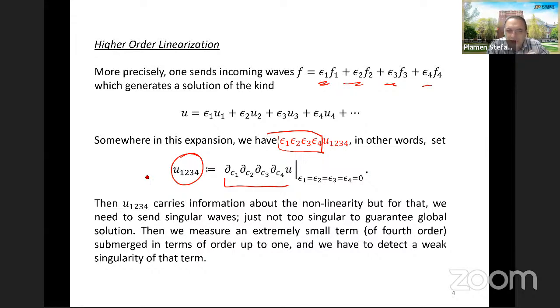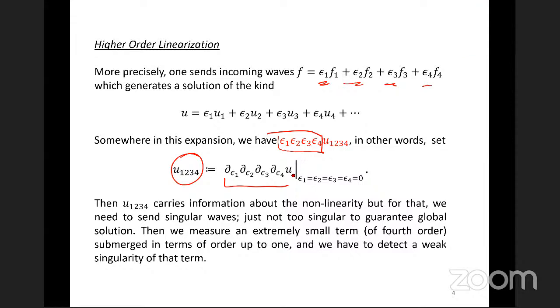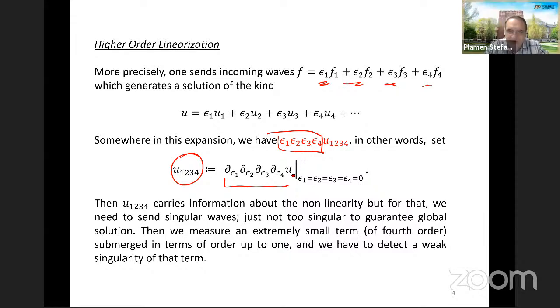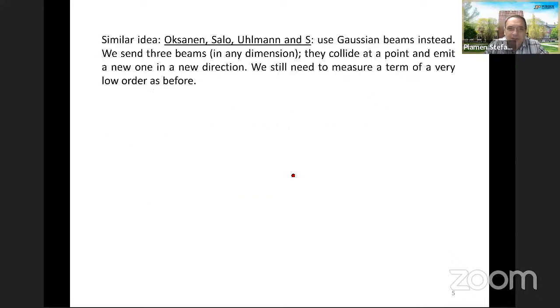But for that, you need to send singular waves. They cannot be too singular because you have to be able to solve the equation after all. So they have to be weakly singular. So you really want to measure an extremely small term, which is of fourth order basically. And in that term, you want to measure something like a very weak singularity. For example, a function which is C3, but it's not C2, or the other way, maybe something of this sort.